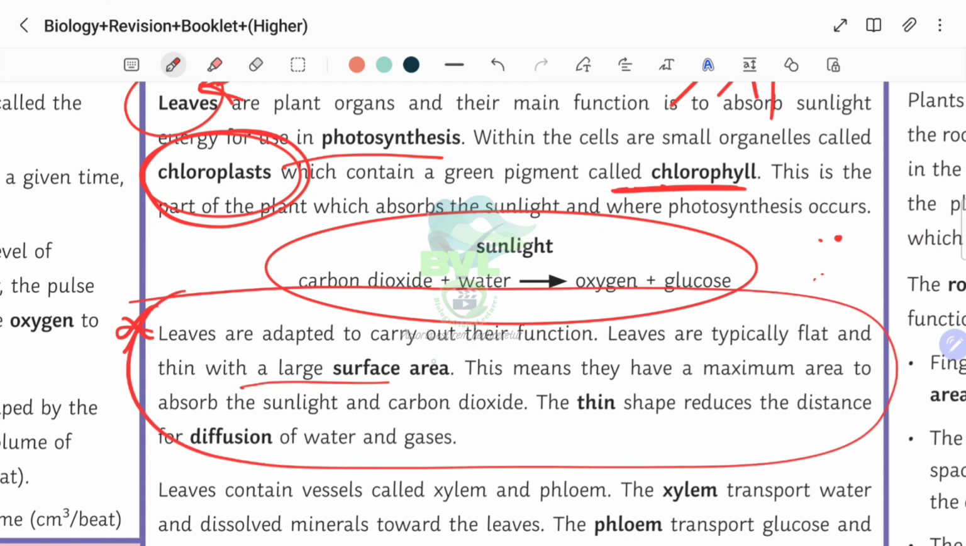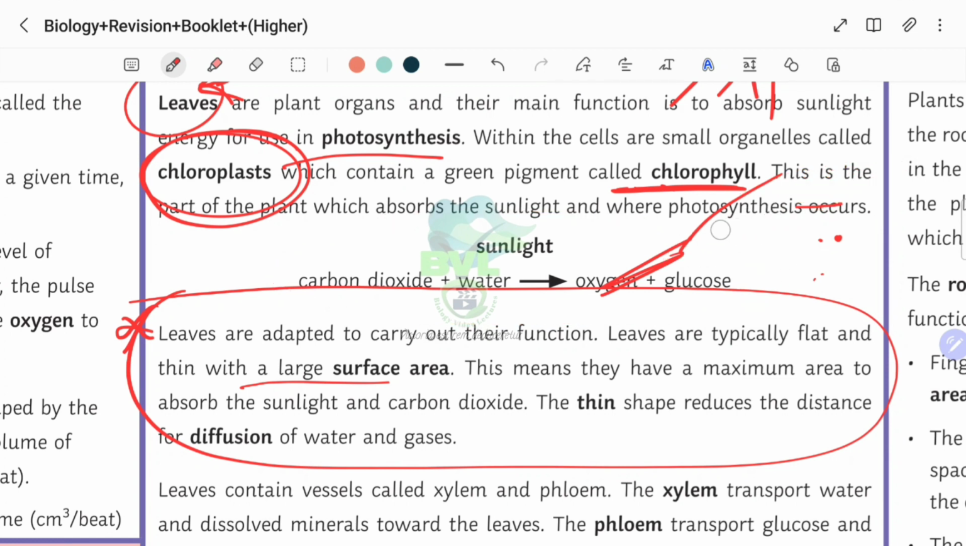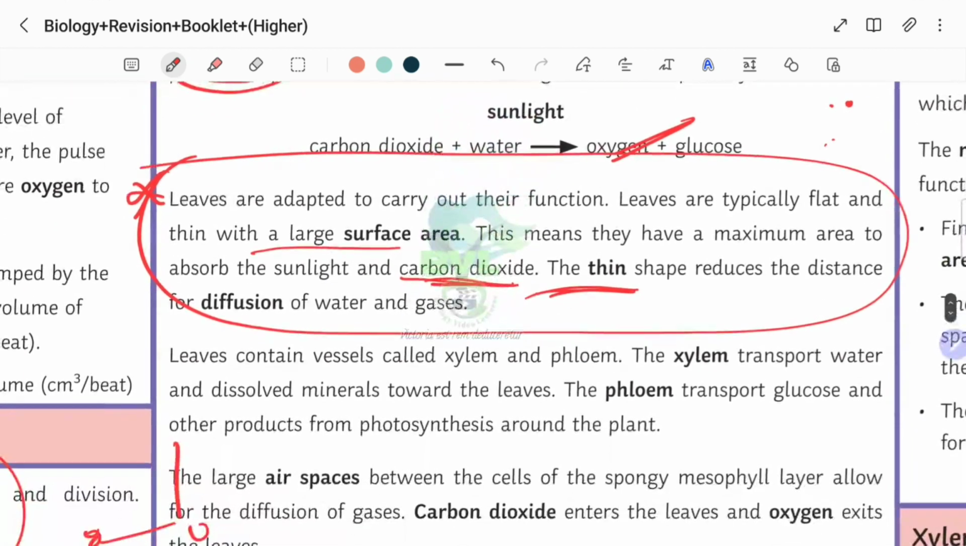It is quite wide, because normally leaves are always wide in shape, and that is to increase the surface area to volume ratio. Then it's always thin. Why? To reduce the diffusion distance for oxygen and carbon dioxide to go in and out. Carbon dioxide will come in, and oxygen will go out as a waste product. So that's to reduce diffusion distance.